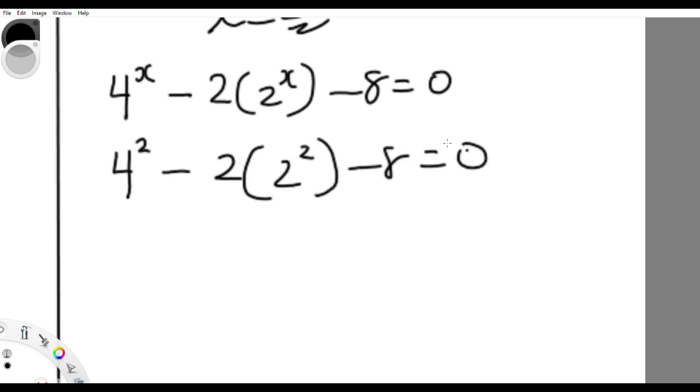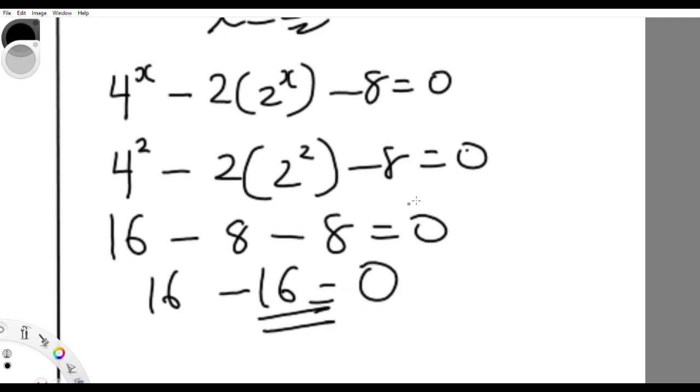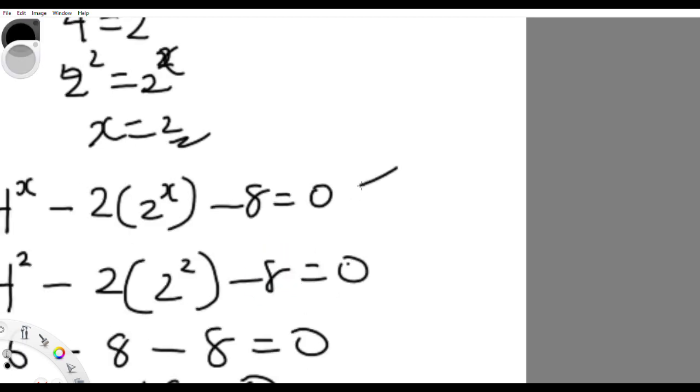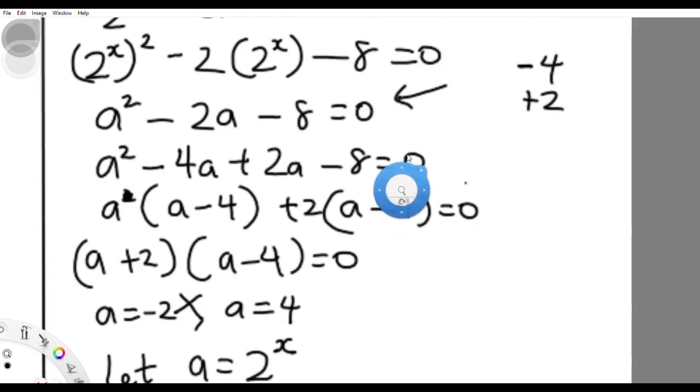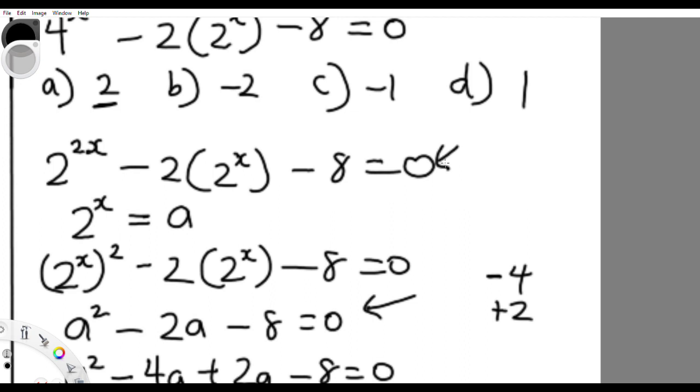4 squared is 16, minus this alone is 8 minus 8, equals 0. So 16 minus 16 is definitely 0. Since I have inputted 2 and it was able to give me 0, which is what the question requires, because the question says everything equals 0, then that is the answer.